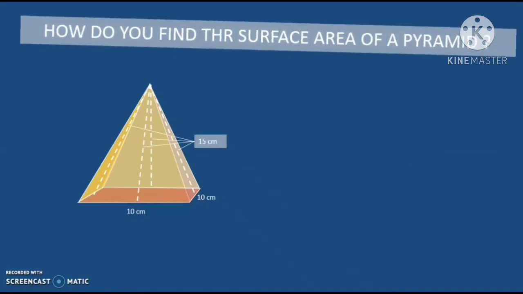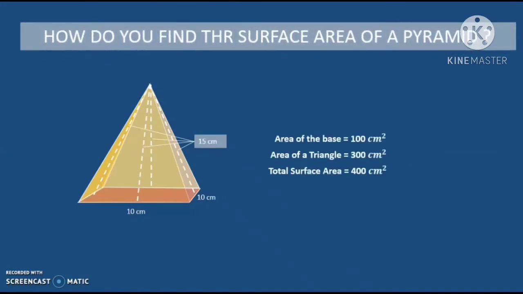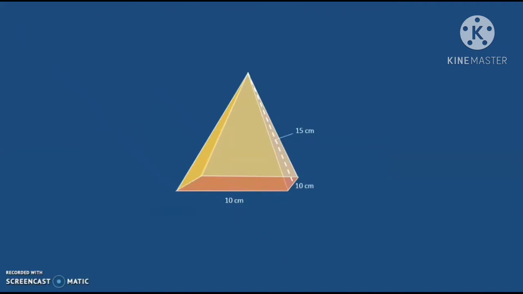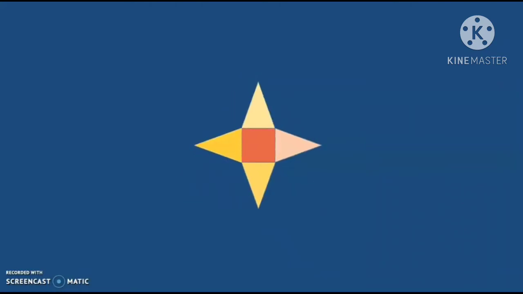Now, this was a situation where the height of the triangular lateral face was given to us, which made it easier to find the surface area of the pyramid. But what if we were given the height of the pyramid itself? So let's try another example with different dimensions, but this time given the height of the pyramid, and see what we would do to find the surface area here.